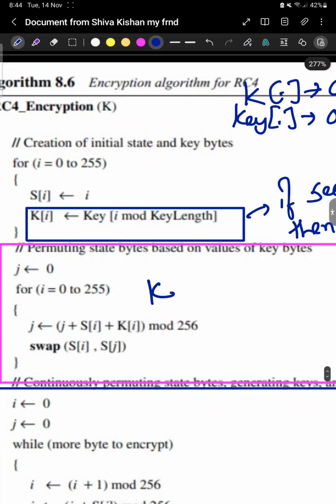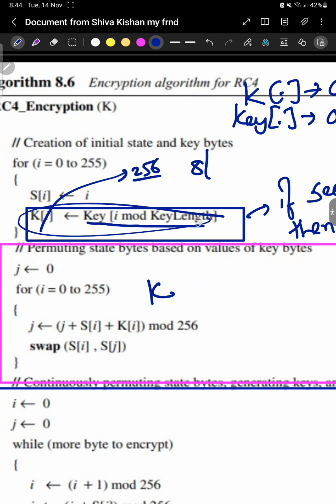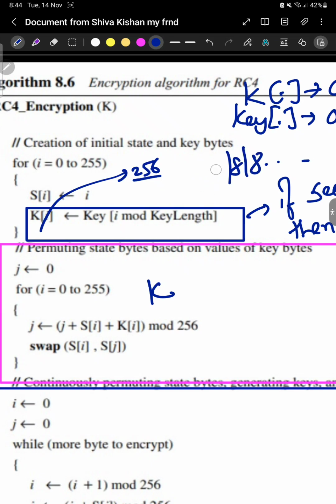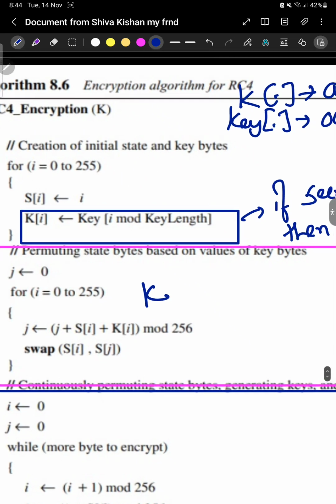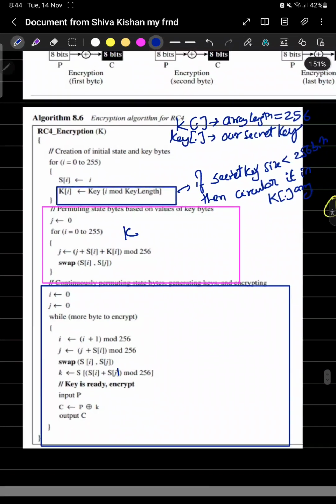So understand this value. Key is nothing but key of i mod key length. So if key length is 8 bit and our key size is always 255, 256. What this is saying indirectly is that you just concatenate the 8 bits like that. Simple.